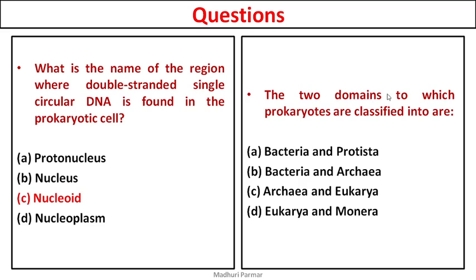The two domains to which prokaryotes are classified into. In the 5-kingdom or 3-domain classification, you have prokaryotes which can be classified in 2 types, 2 domains. So which are these? The answer is bacteria and archaea. We saw both of these are prokaryotic cells. Bacteria, yes, but protista, no. Protista are eukaryotic unicellular cells. Archaea, again, yes, but eukarya, no. Monera, yes. Monera is just another term for bacteria. Clear?